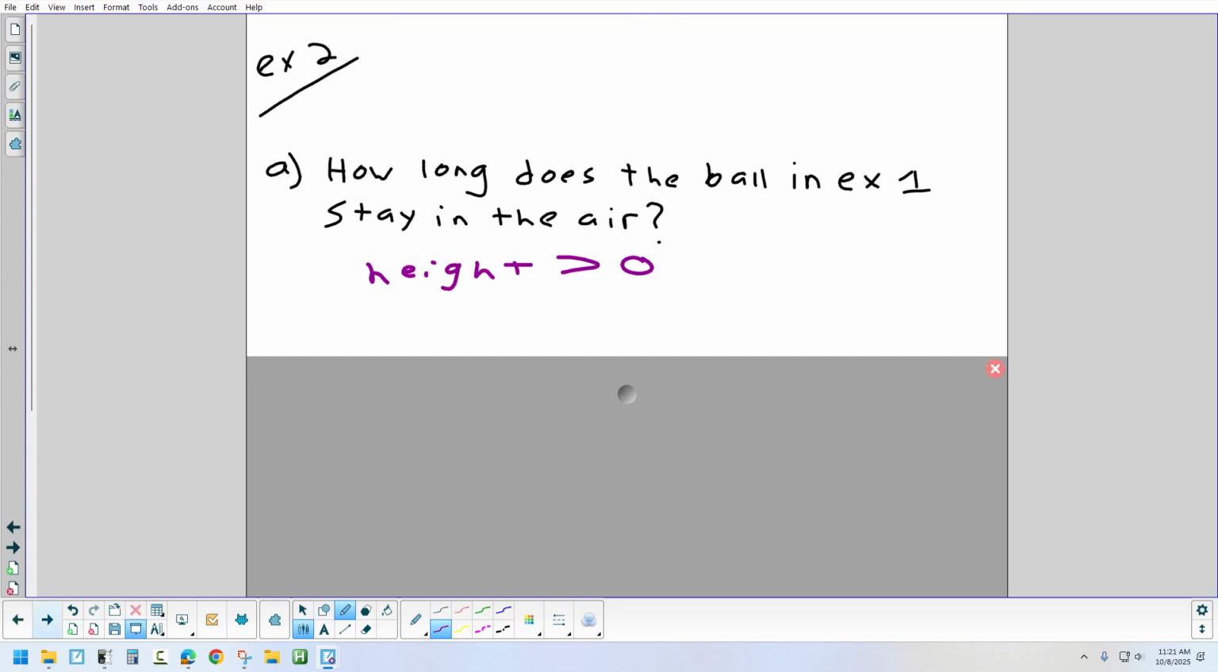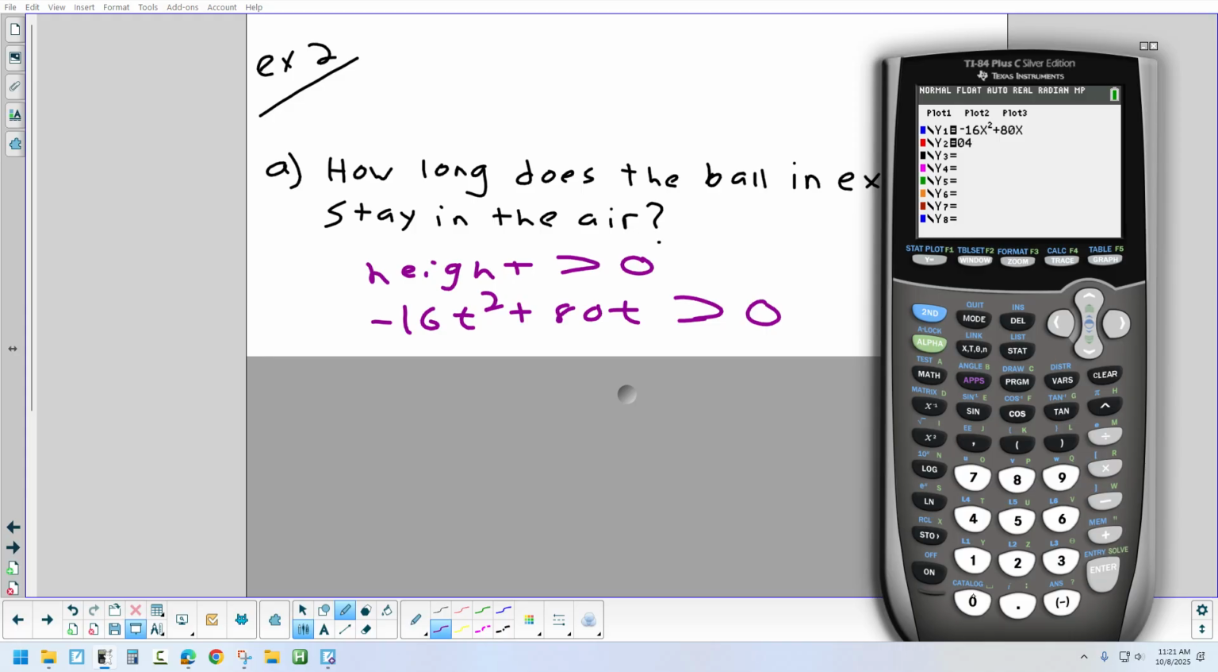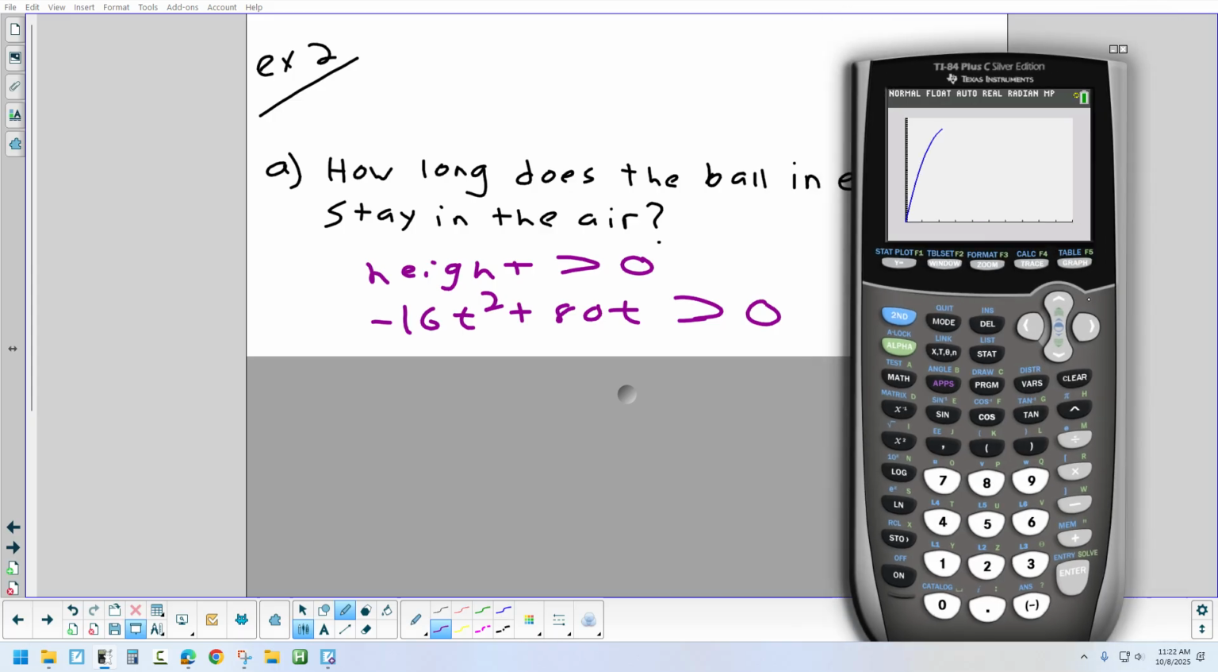So when is the height above 0? It can't equal 0. If the height equals 0, then the ball is back on the ground. So type in what we have there in y1 and y2. But this time, just change the line that represented the height to be a 0. Okay, and we have to figure out where they cross this time.